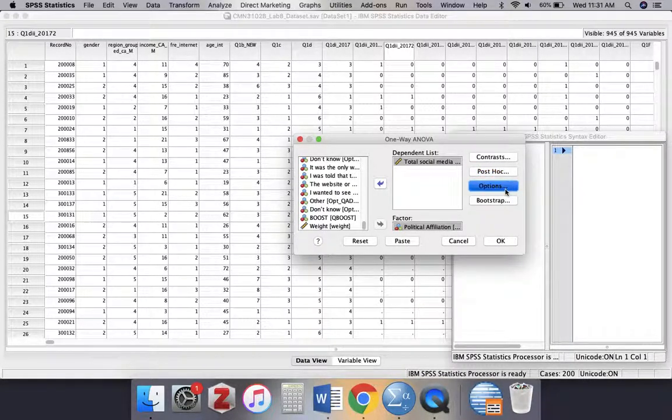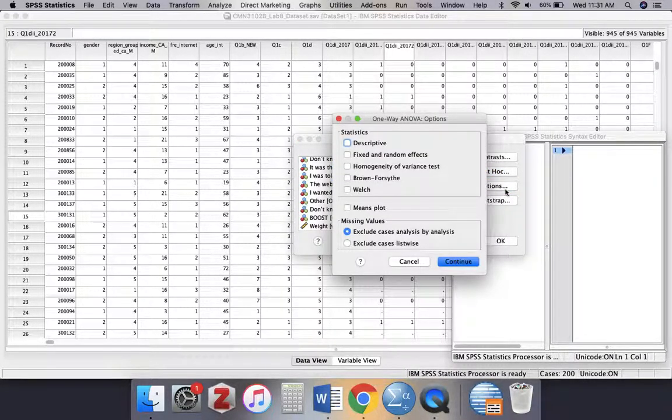If we go into options here, we can grab all of our descriptive information instead of running the descriptives on their own. So we'll go ahead and do that, and it'll show us all of the means of each group, which helps us interpret the post-hocs to know which group is different from each other and how they are different. Is one group higher than the other, etc. So this is really valuable information. So we're going to click on fixed and random effects as well.